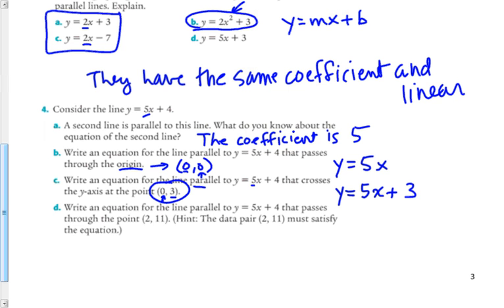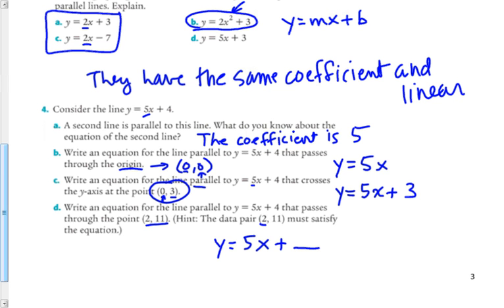And D says write an equation for the line parallel to 5x plus 4 that passes through the point 2, 11. Hint, the data pair 2, 11 must satisfy the equation. Again, let's start with y equals 5x because we know it's parallel. And we know we have to add something to that, a constant term.